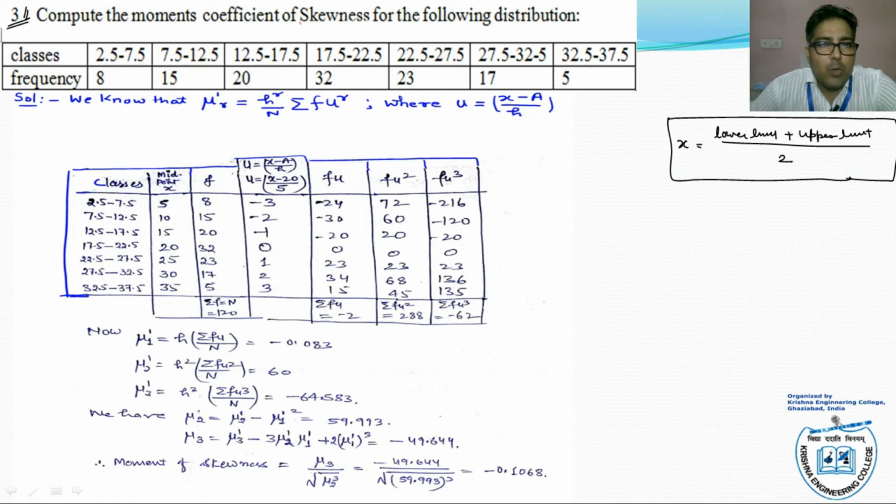We first of all find mu1 dash, mu2 dash, mu3 dash, mu4 dash. After finding them, we use the relation between mu r and mu dash r, find the values of mu1, mu2, mu3, mu4 and find the value of skewness and kurtosis. Clear? So first we know that mu dash r is equal to h to the power r by N sigma f u to the power r, where u is equal to x minus a upon h and capital N is equal to sigma f. Clear?